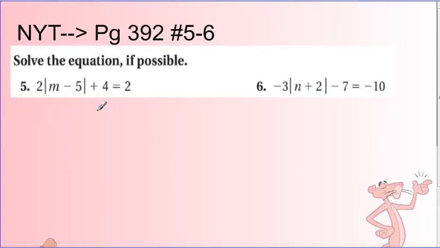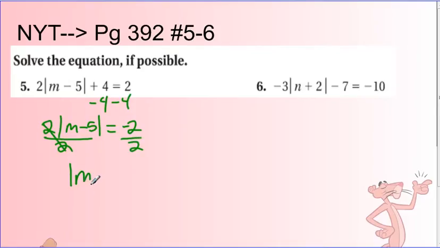In this first problem, number 5, you would start by getting the absolute value by itself, so we'd have to subtract 4 on both sides to get 2 times the absolute value of m minus 5 is equal to negative 2. Don't fret about this part being negative yet, because the absolute value is not by itself yet. So we divide both sides by 2. Absolute value of m minus 5 is equal to a negative 1. Now we can worry about it. The absolute value by itself is equal to a negative 1, which is no good. This problem has no solution.